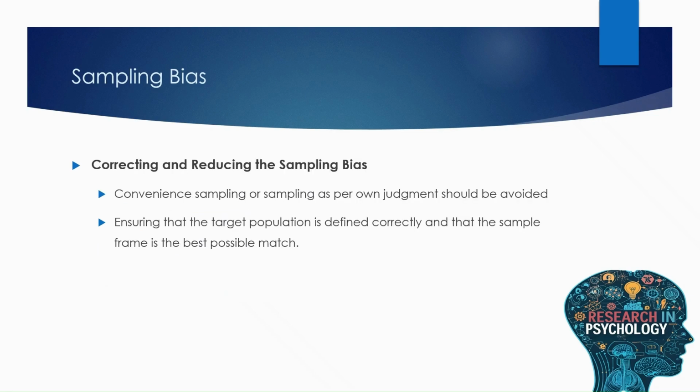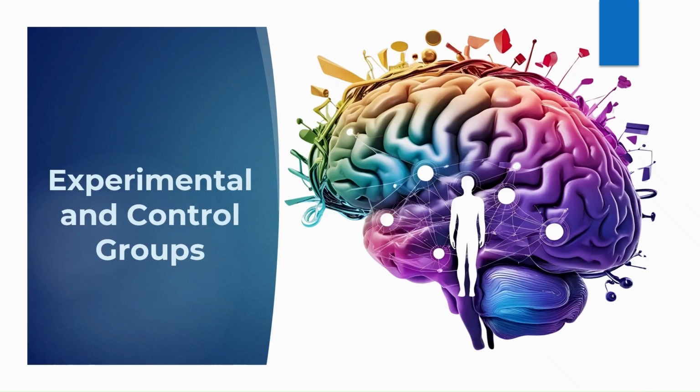Going forward, how to correct and reduce the sampling bias. Okay, so first and foremost, you should be using what? Probability sampling, which means non-probability or non-random sampling should not be used. Convenience sampling or sampling as per own judgment should be avoided. And it should be ensured that the target population is defined correctly and the sampling frame is the best possible match, right? So in both these ways, you can reduce the sampling bias.